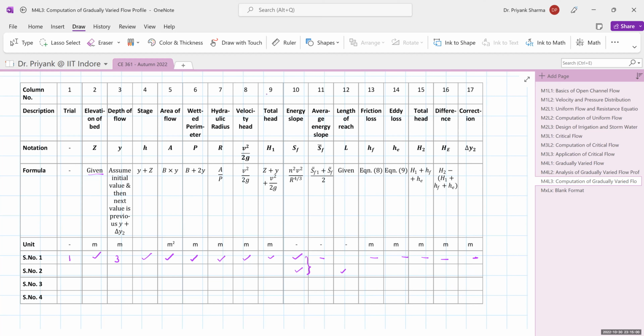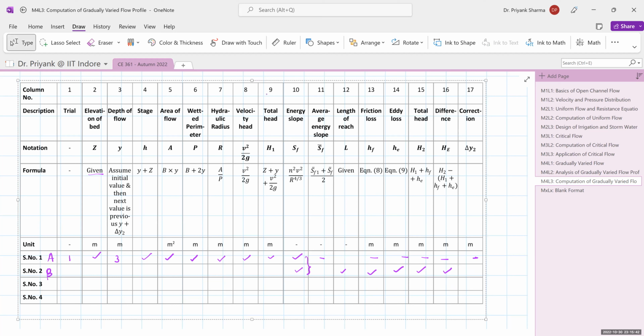So you just come down to the next section, because there will be different sections given to you. So between them only you have to do. So let us say you have a section A, then section B, and then you perform the trials. So friction loss you can calculate using the equation 8, eddy loss using equation 9. Then you have H2, that is your H1 plus HF plus HE, and then you will compute capital HE, which is the difference of H2 minus H1 plus HF plus HE. So that is the difference.